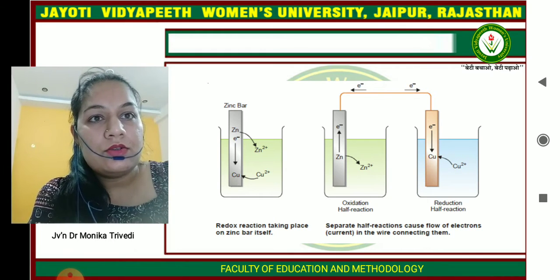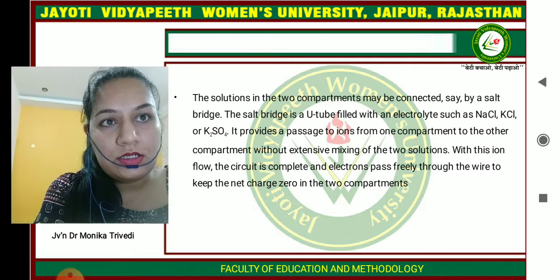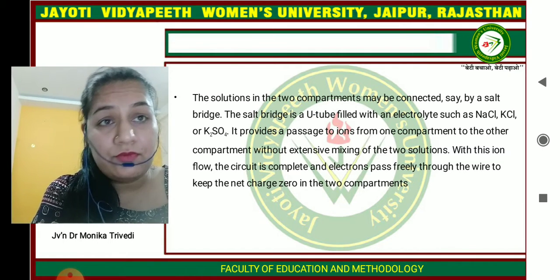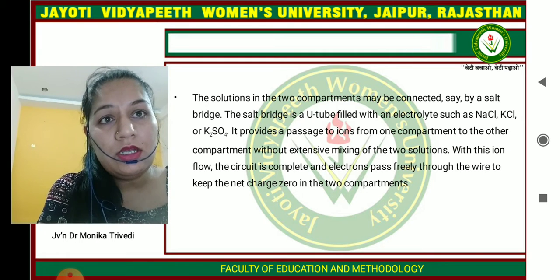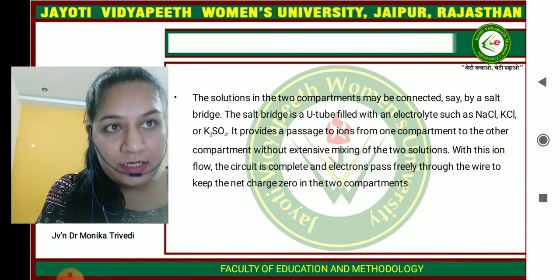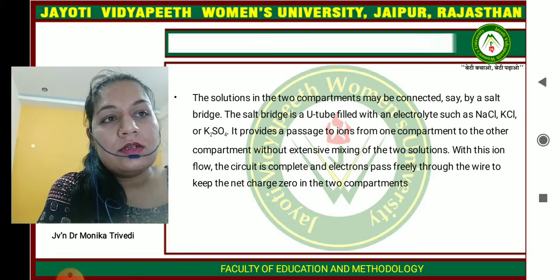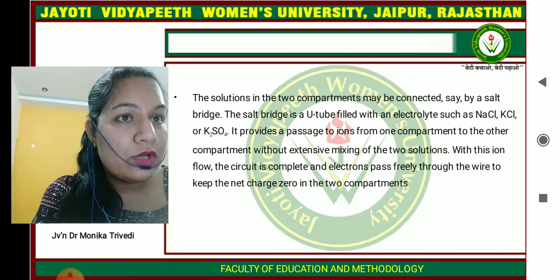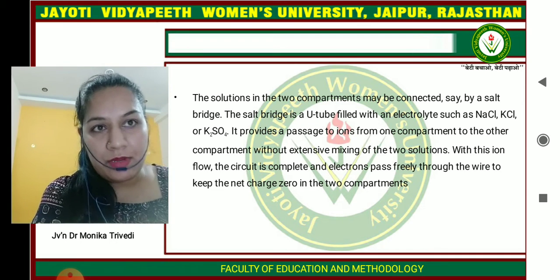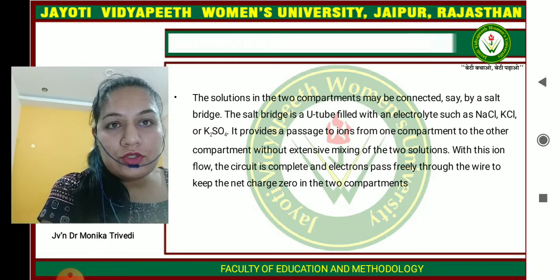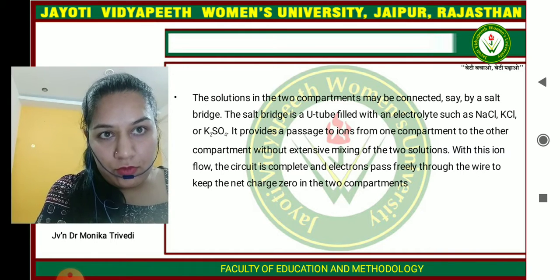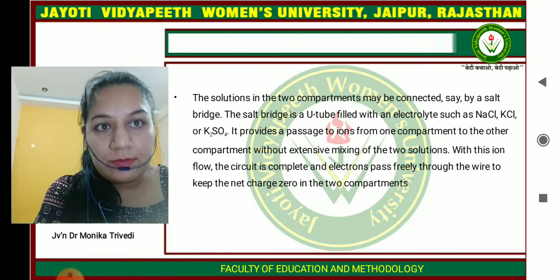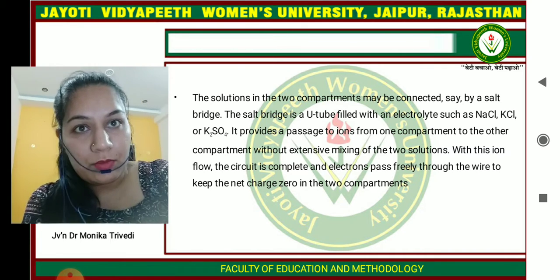The solutions in the two compartments may be connected by the salt bridge. If we connect both solutions by a salt bridge, the salt bridge is a U-tube filled with electrolytes such as NaCl, KCl or K2SO4. It provides the passage for ions from one compartment to the other compartment without extensive mixing of the two solutions. With this ion flow the circuit is complete, and the electrons pass freely through the wire, keeping the net charge zero in the two compartments.